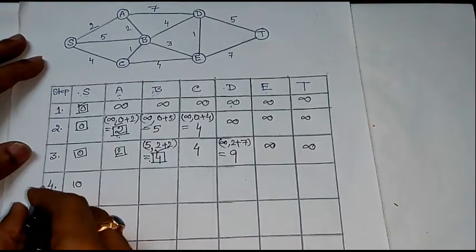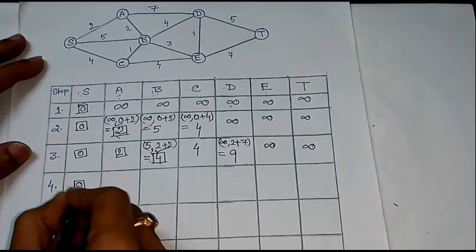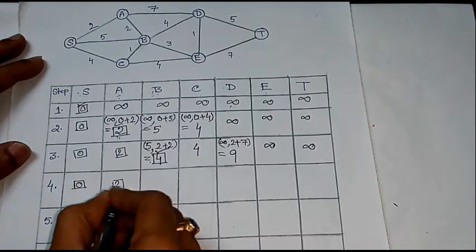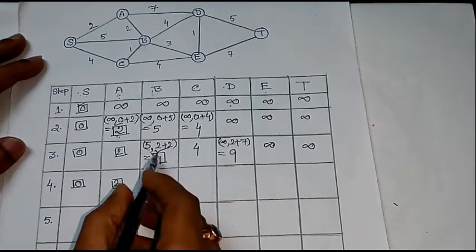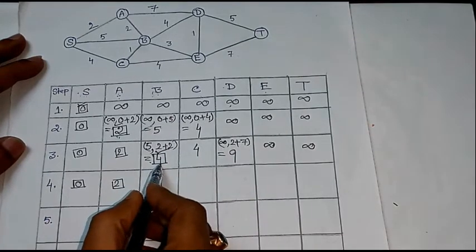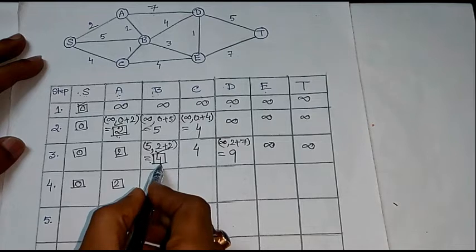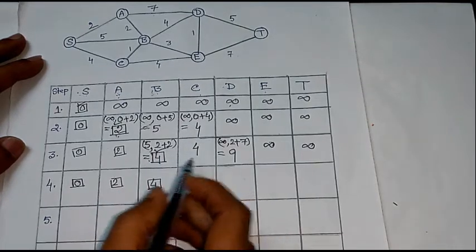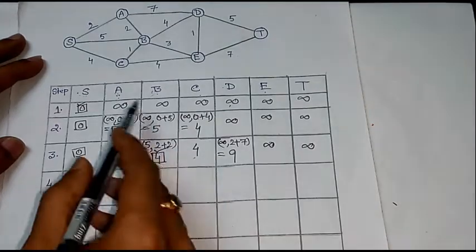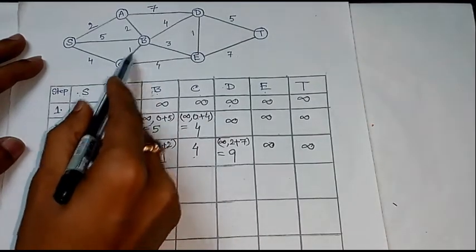Next, consider step 4. First of all, we put all the permanent levels 0 to 4. Now in the previous step, B was leveled permanently by 4. So in this case, we have to compute the distances from B to other vertices. First of all, consider C. Here you see that B and C are adjacent to each other.